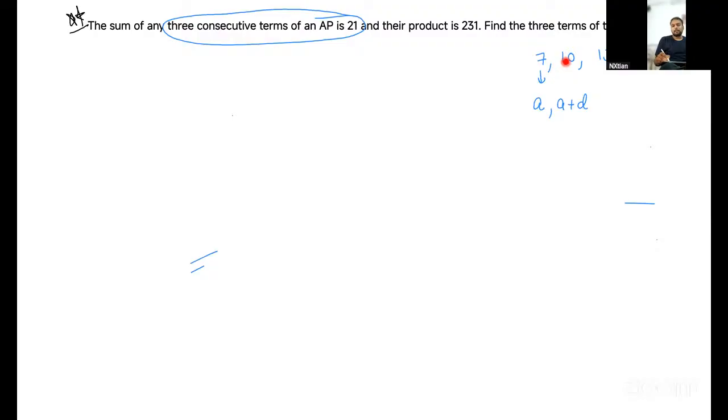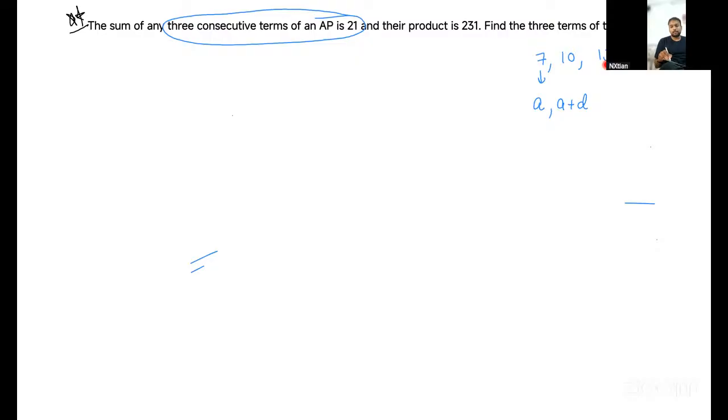So what is the formula? A plus n minus 1 into D. So 2 minus 1 is 1, so it becomes A plus D. This is the third term. Then Ira, how will you write this? But sir, if it's a consecutive term, shouldn't it be A plus 1, A plus 2?